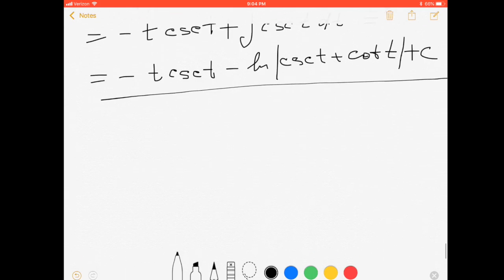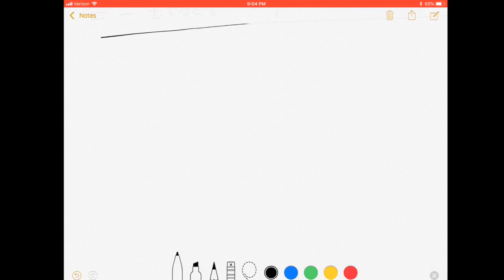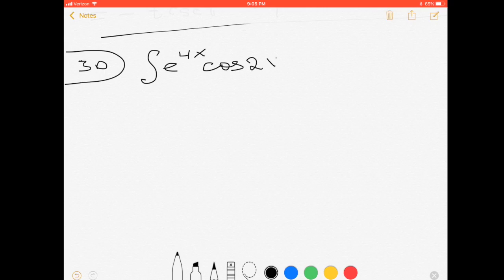Okay, now I'll show you an example where we're solving something similar, but what happens if you have a coefficient inside? This means you have a product of an exponential function and a trigonometric one. Number 30 in your book: the integral of e to the 4x cosine 2x dx. We need to solve twice, and finally we have a linear equation.